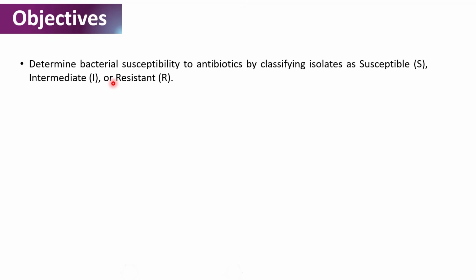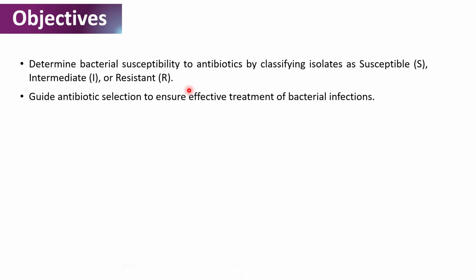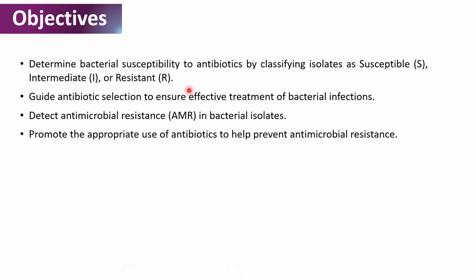The objectives of the antimicrobial susceptibility test. One is to determine bacterial susceptibility to antibiotics by classifying isolates as susceptible, intermediate, or resistant. Two is to guide antibiotic selection to ensure the effective treatment of bacterial infection. Three is to detect antimicrobial resistance in bacterial isolates. And four, to promote the appropriate use of antibiotics to help prevent antimicrobial resistance. These are a few of the objectives or the aims of performing antibiotic susceptibility tests.